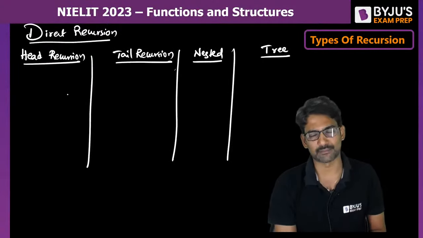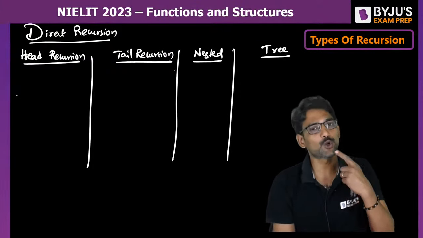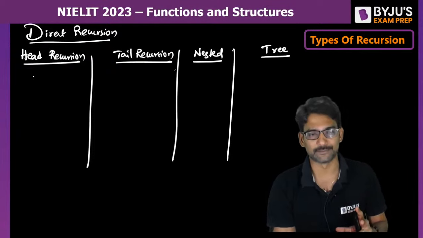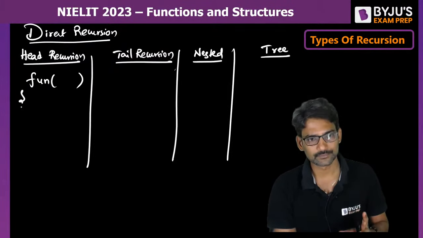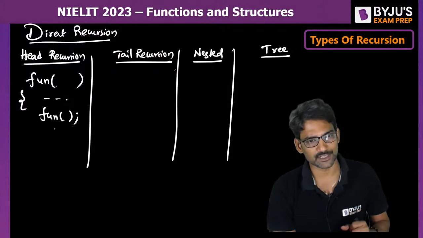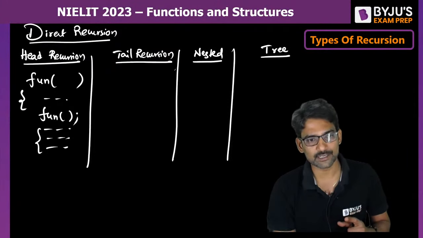Head recursion means after you call the function, there are still some statements pending. Suppose there is a function fun. You are calling this function. After the function call, there are some more statements to execute.